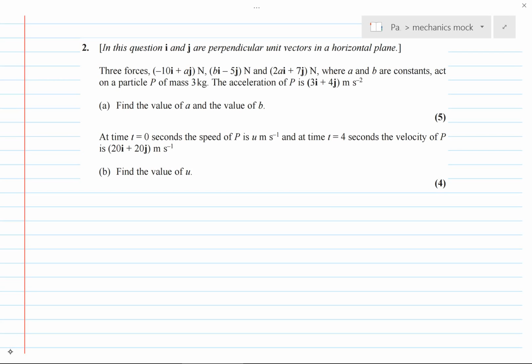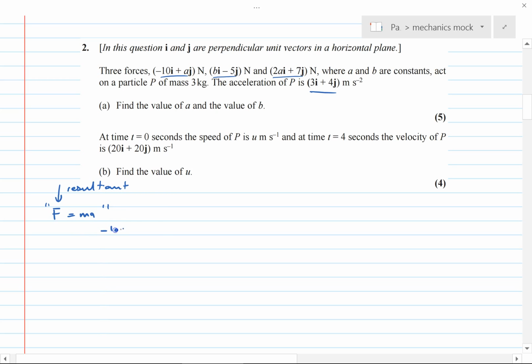Second question is a vectors question, forces and such things. We've got three forces acting on it and we're given an acceleration, so we can just use F equals ma. But F in here means resultant force, that means sum of the forces. So we've got three forces here.